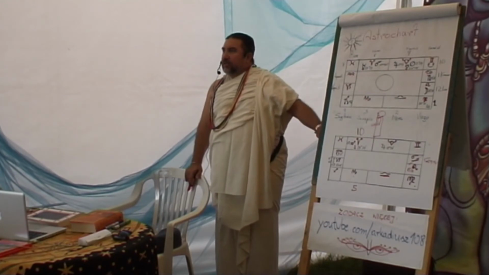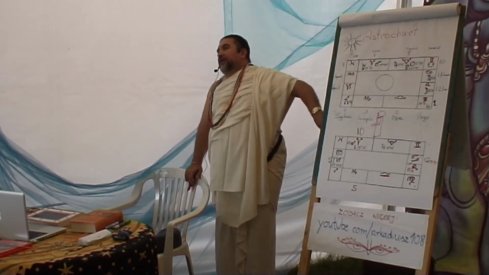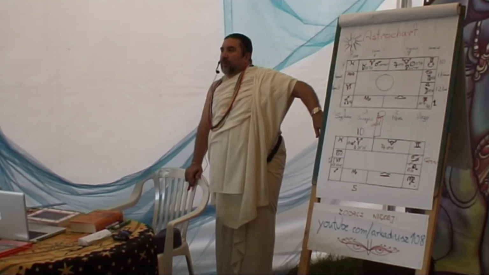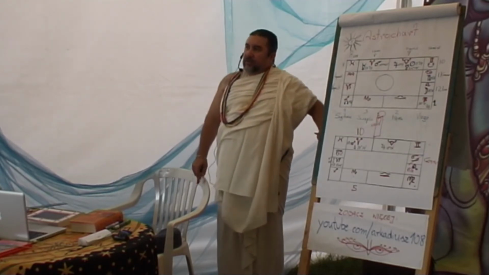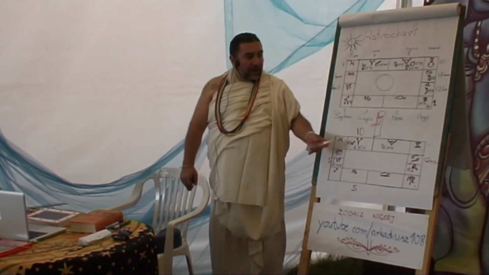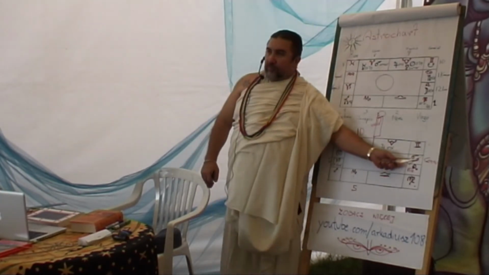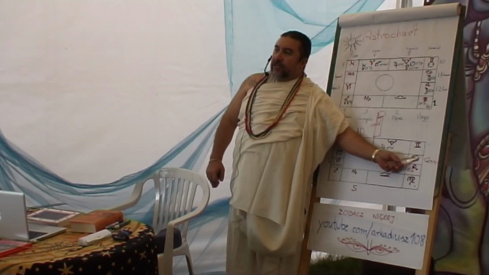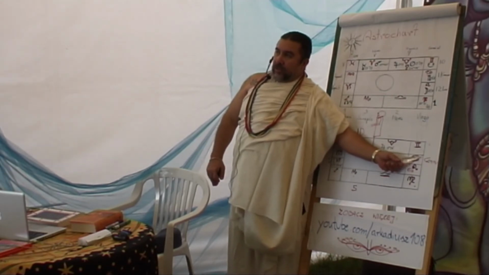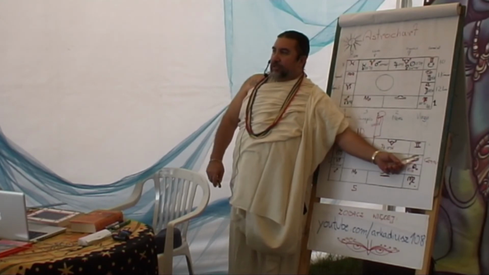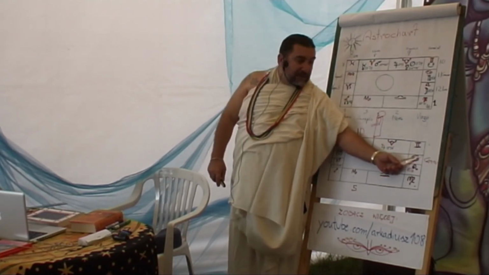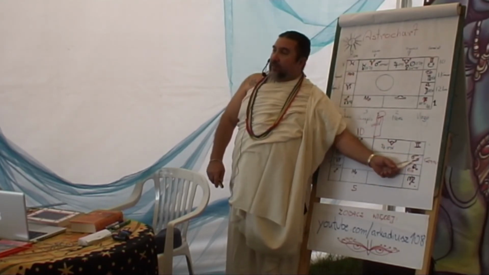I was just telling about one lady that I saw now in Munich. She had a very weak first house, with a debilitated moon in the first house. The moon was in Scorpio, so very weak. Plus, Rahu, the enemy of the moon, was in the same place.